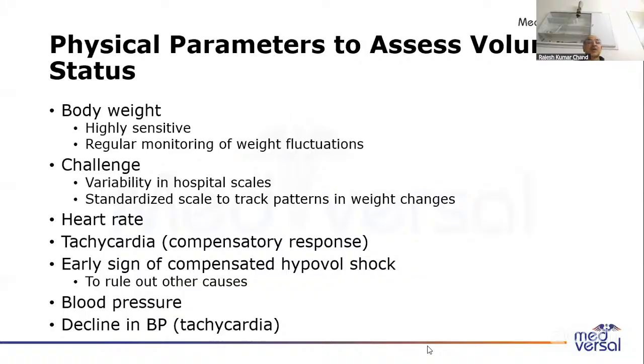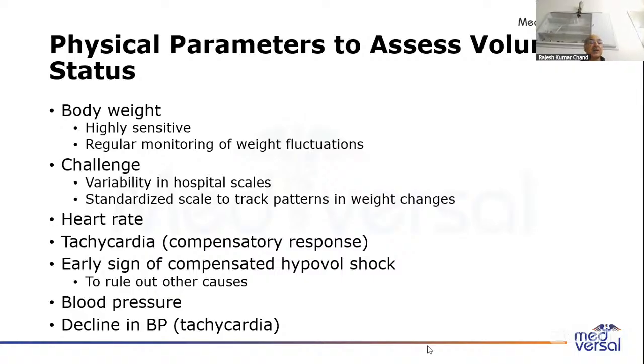The physical parameters used to assess volume status are body weight, which is highly sensitive, and regular monitoring of weight fluctuations can indirectly tell us about the volume fluctuations in the patient. But the problem in using weight as a parameter is that hospital weighing scales vary, so we need to use either the same weighing scale or standardized scales, because a 1 kg loss or gain may mean the patient is deficient in 1 liter of fluid, or maybe 1 liter fluid overhydrated. But that small 1 kg difference we will not be able to track if different machines are used.